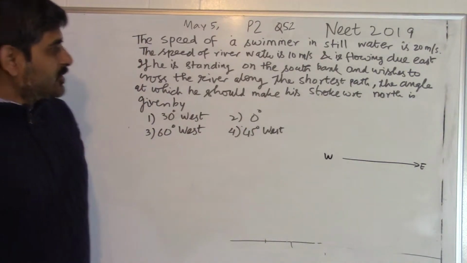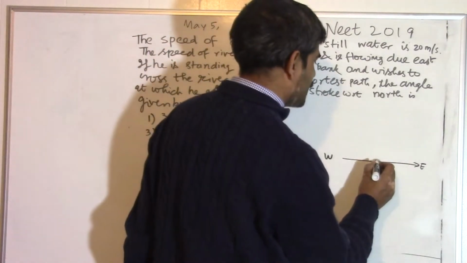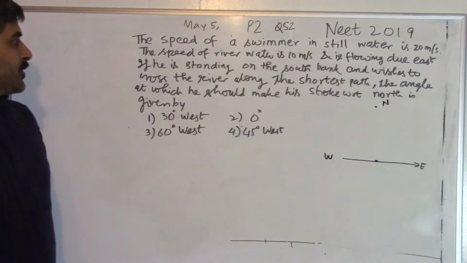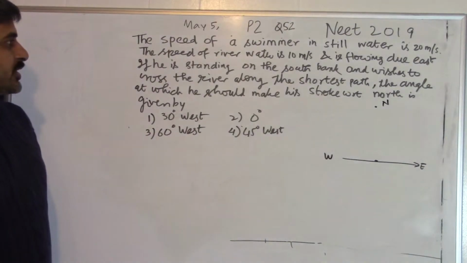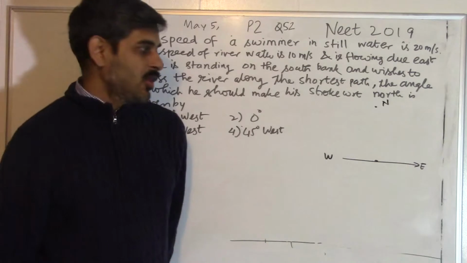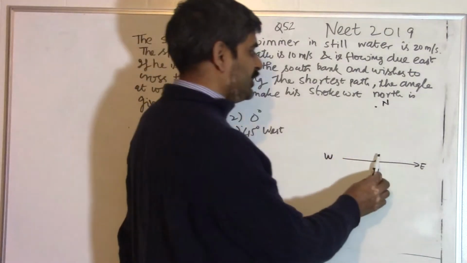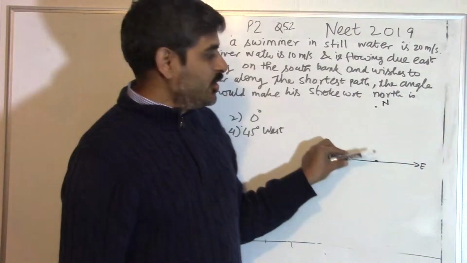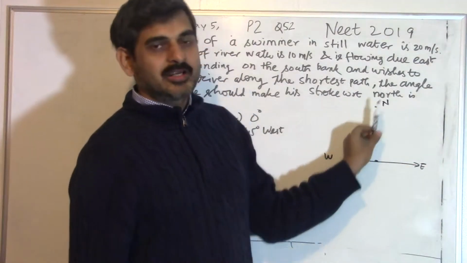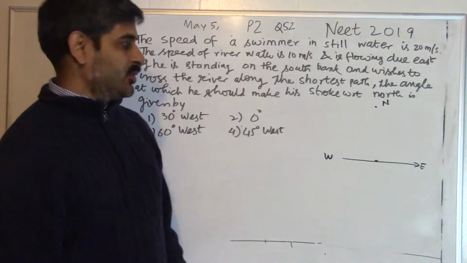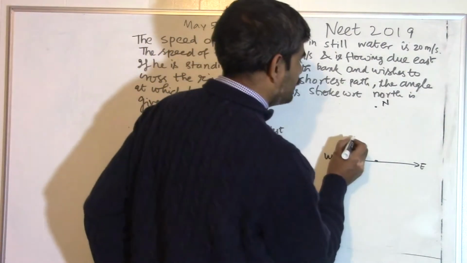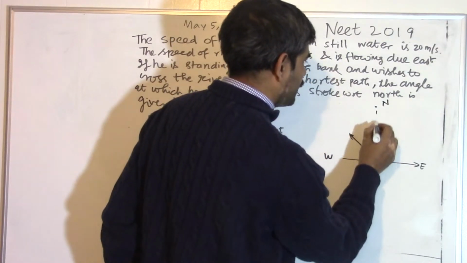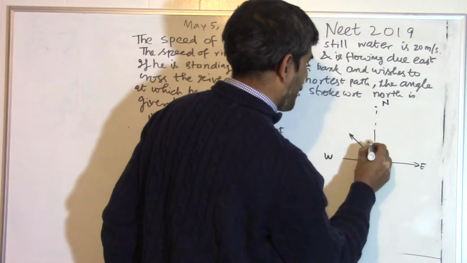If he is standing on the south bank, let us say this is the south bank and this is the north bank, and wishes to cross the river along the shortest path. What does that mean? If he starts crossing like this, then the flow of the river is going to make him drift a little toward the right-hand side. So what he needs to do is swim at a little angle like this with respect to, let's say, north, at an angle of theta.